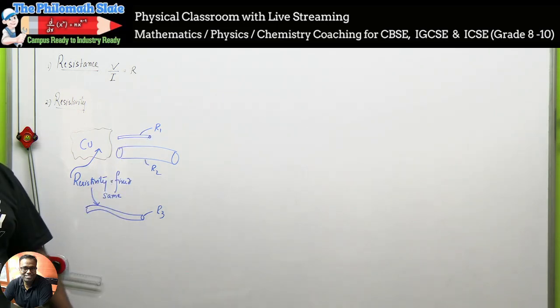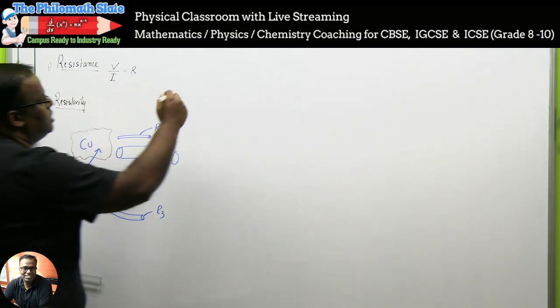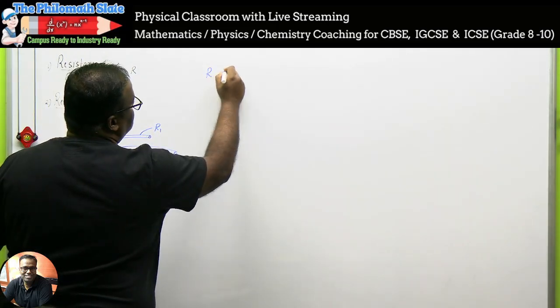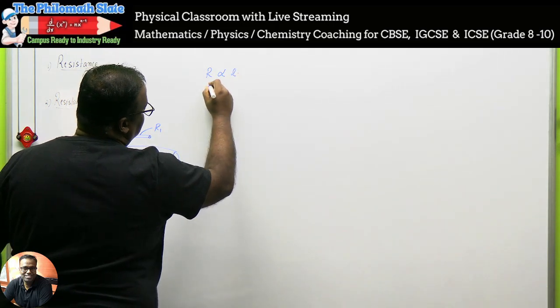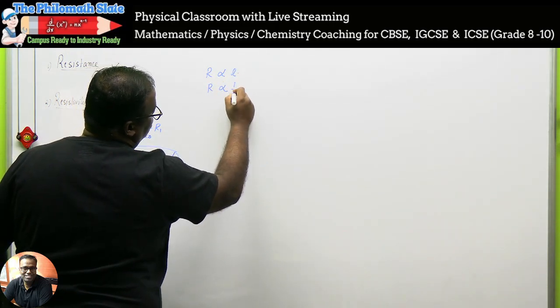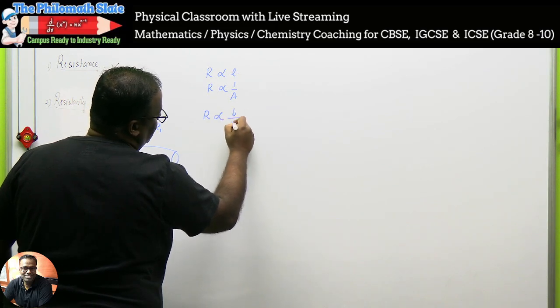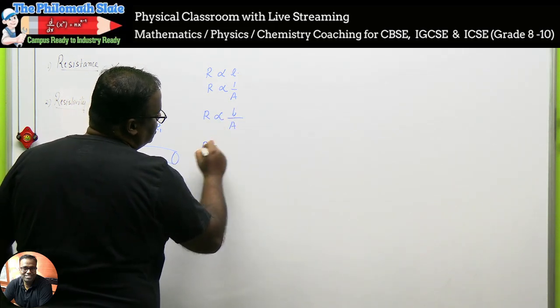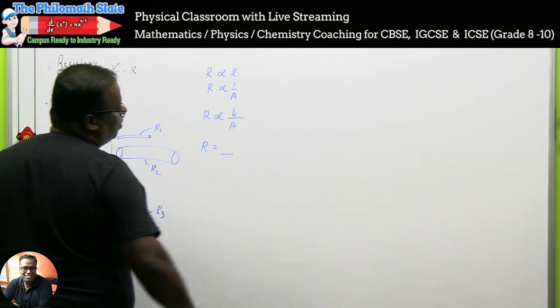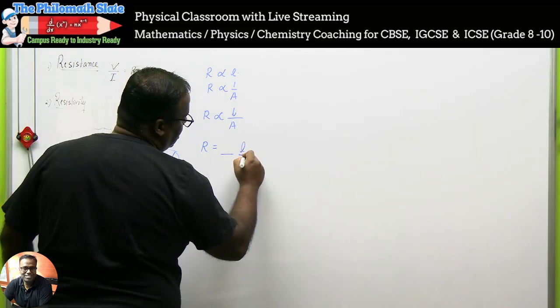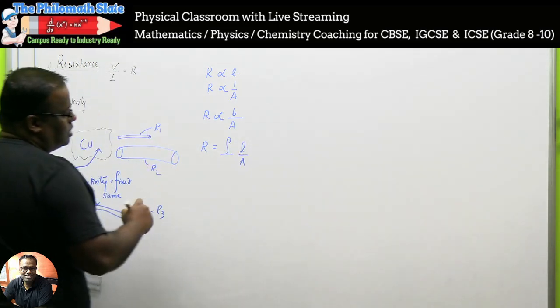Resistivity is material specific. So how did we get to the term resistivity? We said resistance is directly proportional to length. Resistance is inversely proportional to area. Combining both, we say resistance is directly proportional to length over area, or resistance is equal to some constant. We have to bring a constant out here and then write L upon A. That constant is known as resistivity.